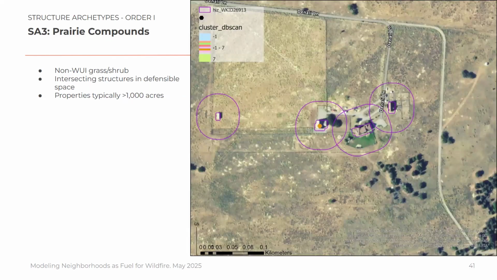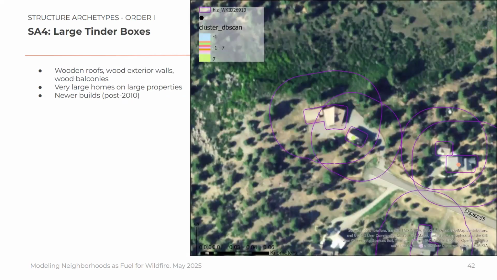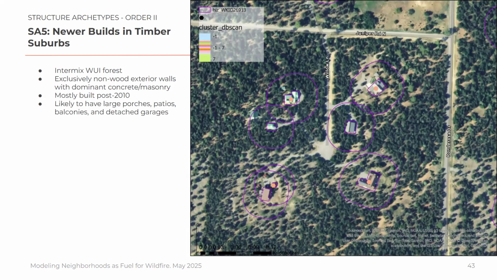Structure archetype 3 is prairie compounds. If you've driven through rural America, you've seen these 1,000-acre properties with just a few houses in one corner of the property. That describes these. And I called structure archetype 4 large tinder boxes. So these are mansions that have wood roofs, wood exterior walls, wood balconies, and they're pretty new, and they're on very large properties. So getting into the second order, which was forested suburbs, smaller lots, these are mostly newer houses.